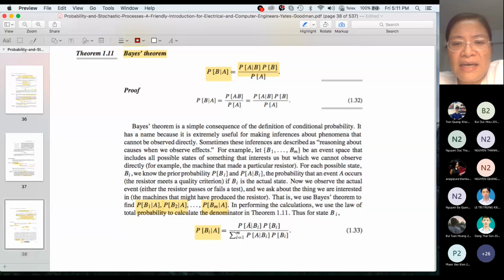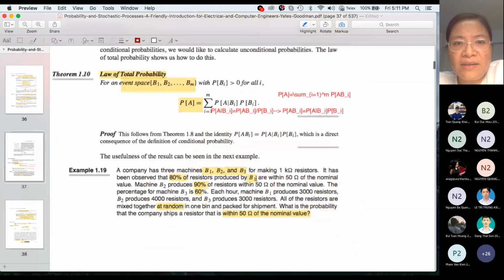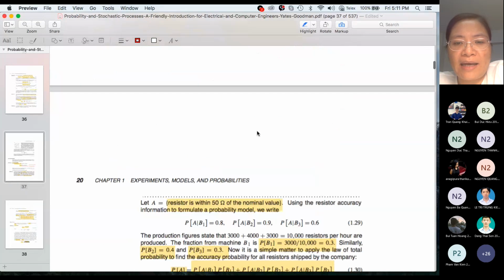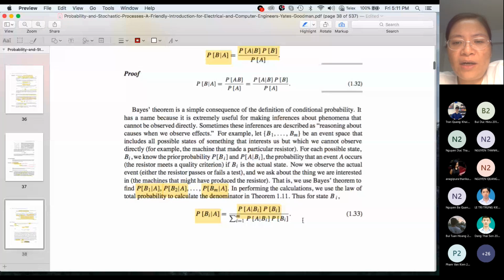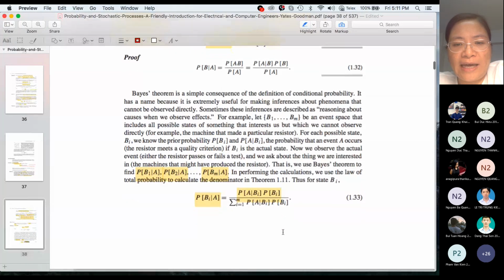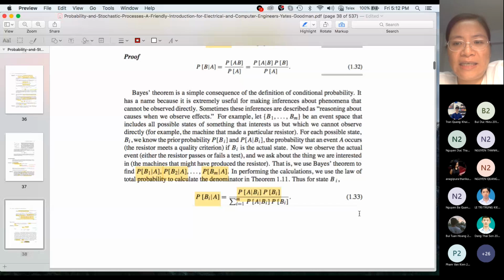The probability of Bi given A follows this formula: probability of A given Bi times probability of Bi over probability of A. However, probability of A, do you remember? We have the law of total probability. It's the sum of A given Bi times probability of Bi. So now we replace A by the formula of theorem 1.10, and we have formula 1.33 here.